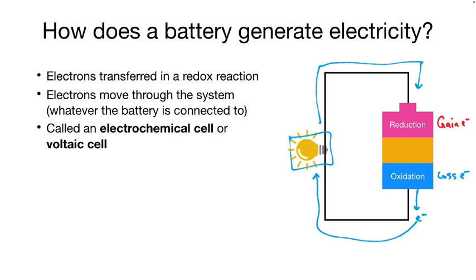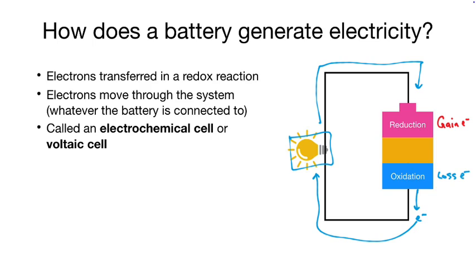Okay? So what we've done is created a diversion in the electrons to allow for us to access the electrons being transferred. When we do this, we call it an electrochemical cell or a voltaic cell. Okay? It's kind of a neat little process.